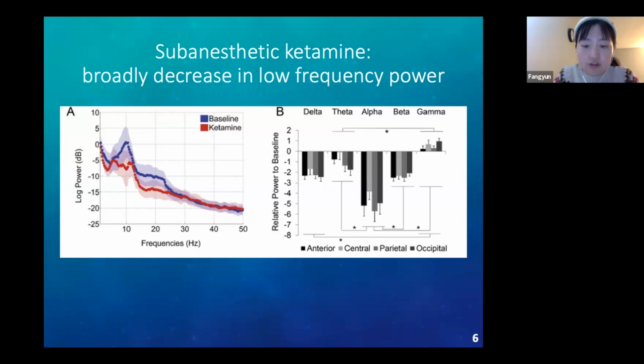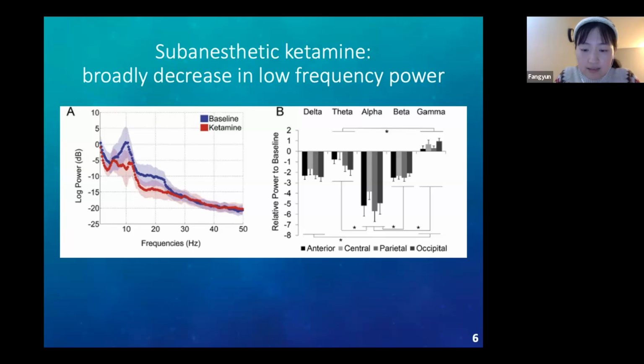The figure on the left shows the power during baseline in blue and after ketamine infusion in red. The x-axis shows the frequency and the y-axis shows power. They found that after ketamine infusion, there was a global decrease in low-frequency power. The figure on the right is the quantification of the figure on the left.